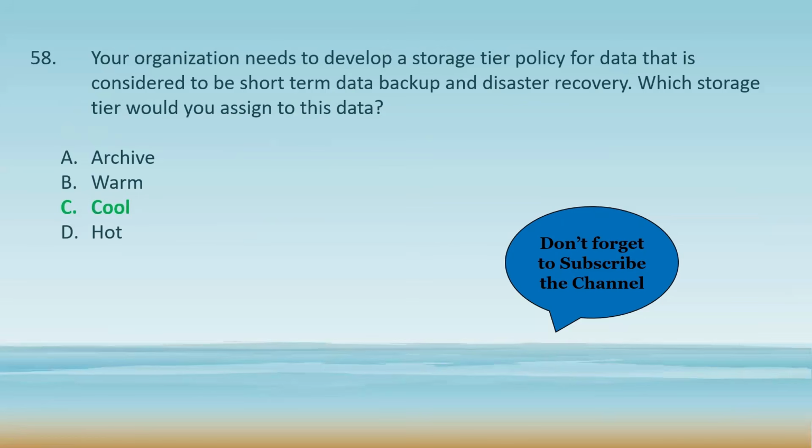The cool tier is ideal for data that is accessed less frequently, but that still must be available for reading and writing. Some of the usage scenarios for cool tier include short-term data backup and disaster recovery, which is what is being asked in this question. Older data sets that aren't used frequently but are expected to be available for immediate access. Large data sets that need to be stored in a cost-effective way while other data is being gathered for processing.